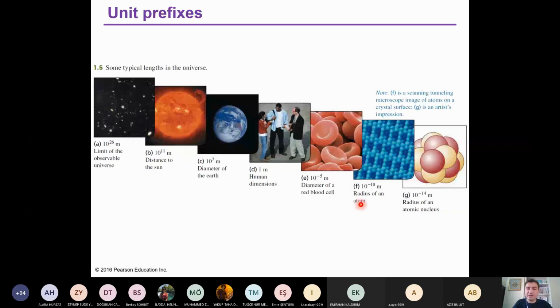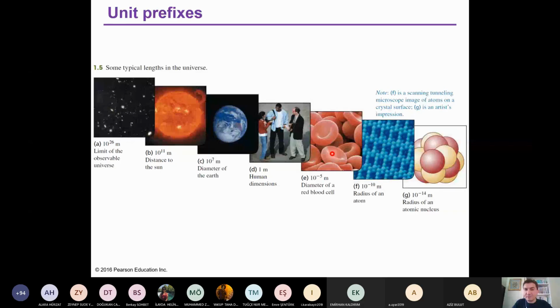And if you go further, 10 to minus 14 or 10 to minus 15 meter, which is shortly called 1 Fermi, radius of an atomic nucleus, okay? There are protons and neutrons here. Here we have blood cells. The size is around 5 microns. You can see these images by using microscopes, optical microscopes.